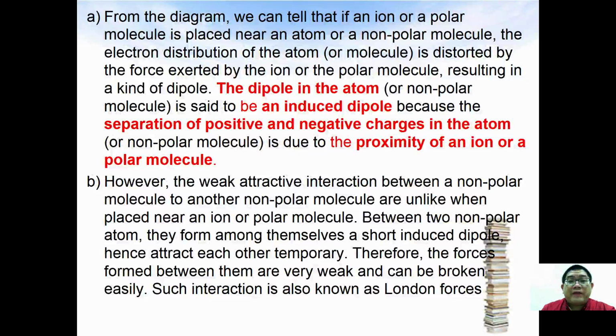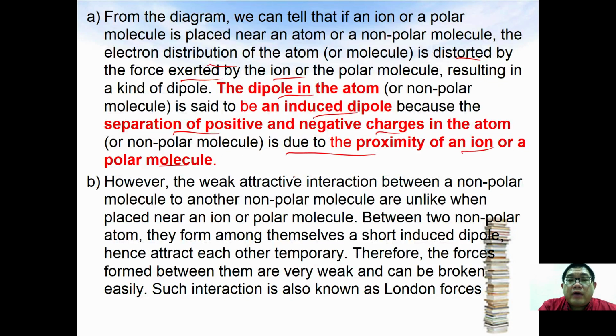So from the diagram we can tell that if an ion or polar molecule is placed nearby an atom, the electron distribution of the atom is distorted by the forces exerted by the ion or polar molecule, resulting in a kind of dipole. So the dipole in the atom or non-polar molecule is said to be an induced dipole, where the separation of positive and negative is due to the proximity of an ion or polar molecule.